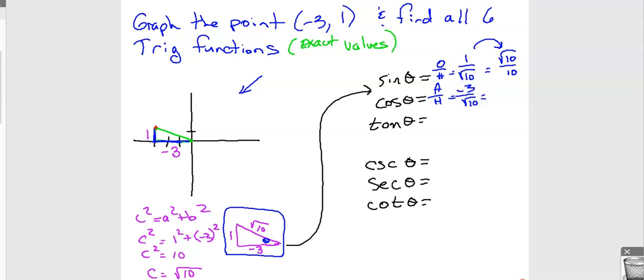And again, you can't leave a square root on the bottom. So this is going to be -3 square root of 10 over 10. Tangent is opposite over adjacent. So this would be -1/3.